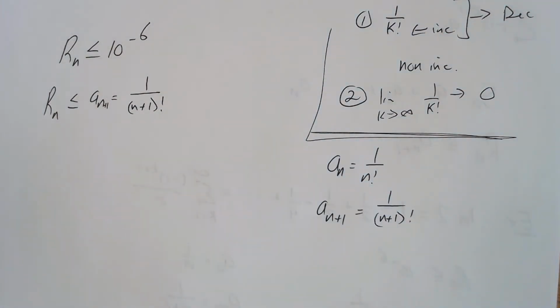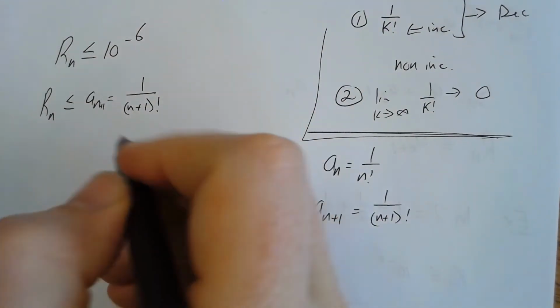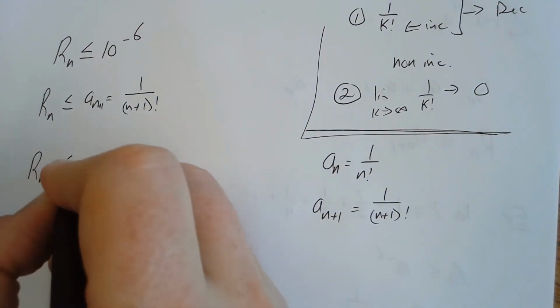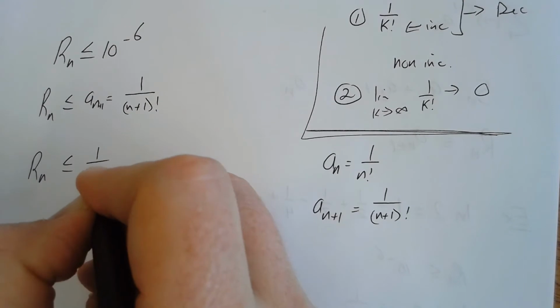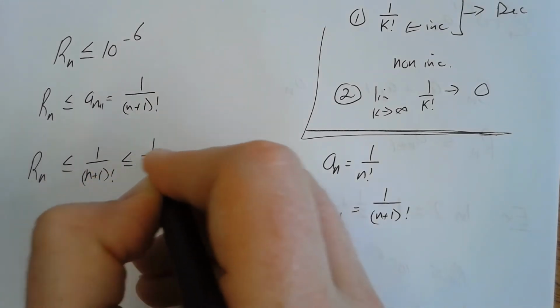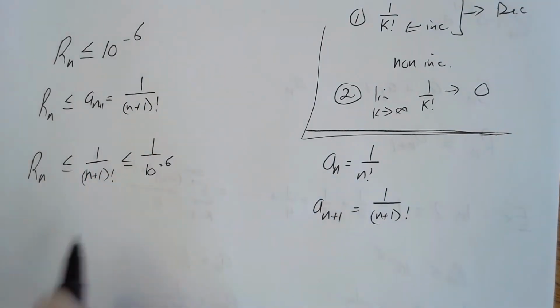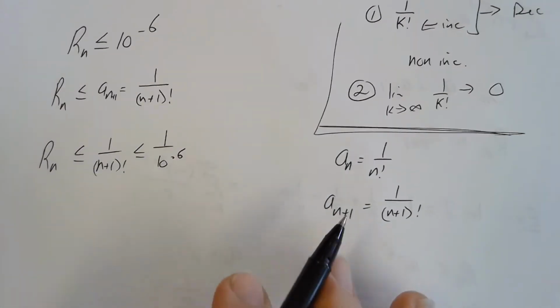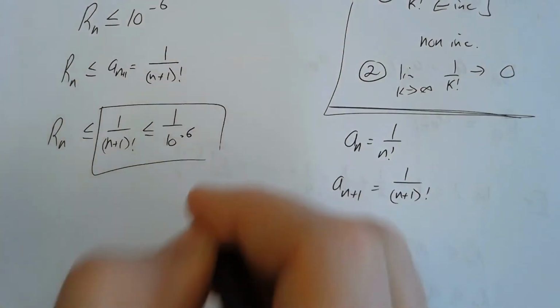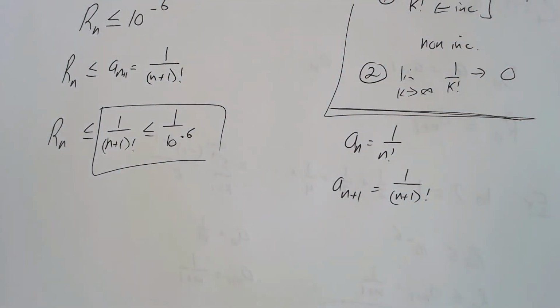Again, the alternating remainder is always smaller than its first neglected term, the first term that we don't use in the partial sum. So if I know that this is true, and I force this to be true, I can guarantee then that r sub n is less than this value. So again, this is the thing I'm trying to end up concluding or proving.